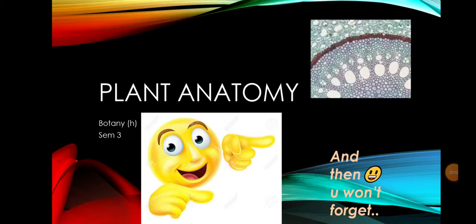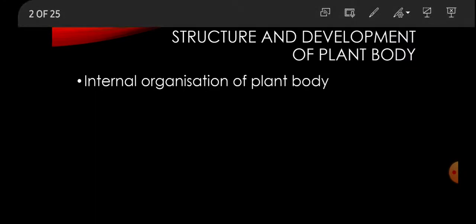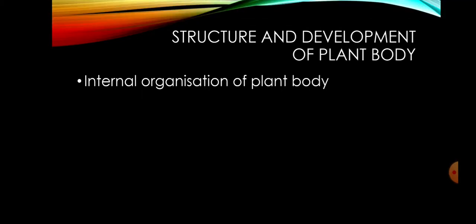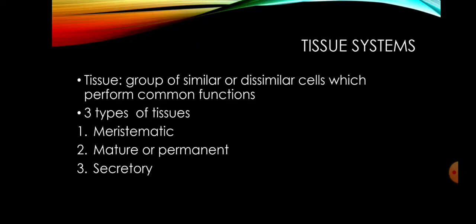Today we will start the topic of plant anatomy. In plant anatomy, the second unit is structure and development of plant body, which comes under the internal organization of plant body. To study the internal organization of plant body, we must be aware of the tissue system. So we'll start the course with tissue systems.